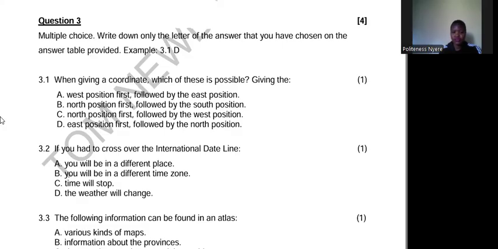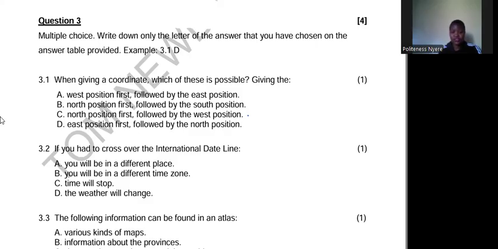B, north position first followed by the south position. This cannot be because it's just giving us the lines of latitude only, whereas when you're showing a coordinate, you have to give us both the longitude and the latitude. So which one do you start with? C, north position first followed by the west position. This can be. Of course, we have the latitude and the longitude there.